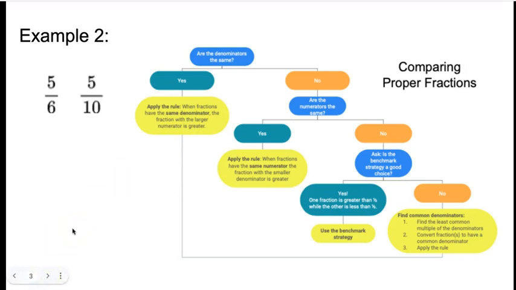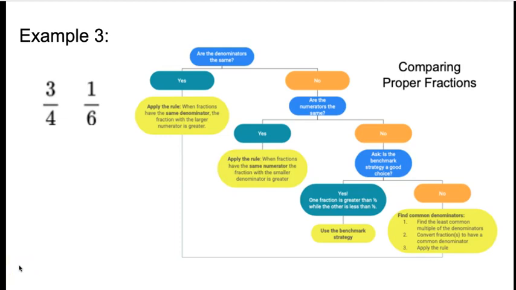In this second example, I'm going to compare 5/6 to 5/10. Again, I'm starting at the top. Are the denominators the same? 6 and 10 are not the same, so the answer is no. Are the numerators the same? Yes, 5 and 5 are the same. So then I will apply the rule: when fractions have the same numerator, the fraction with the smaller denominator is greater. 6 is less than 10, so 5/6 is greater than 5/10.